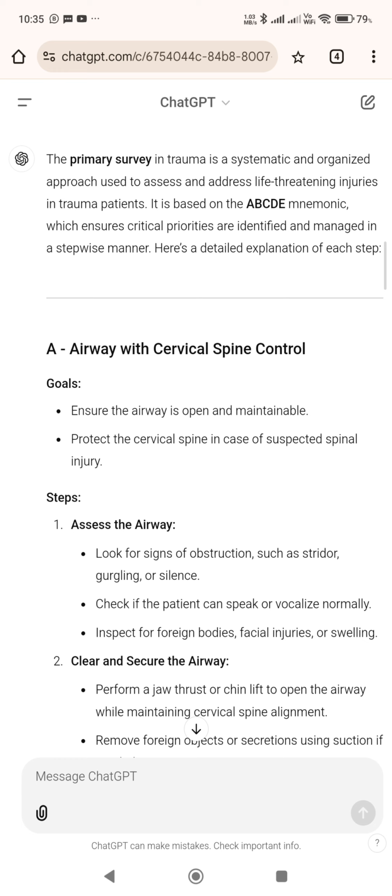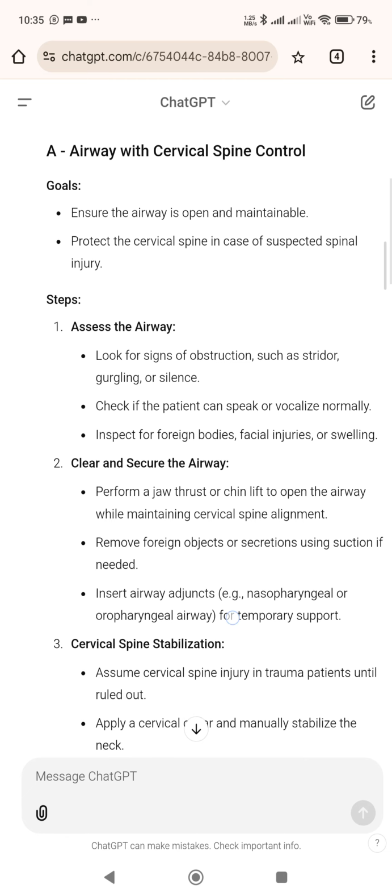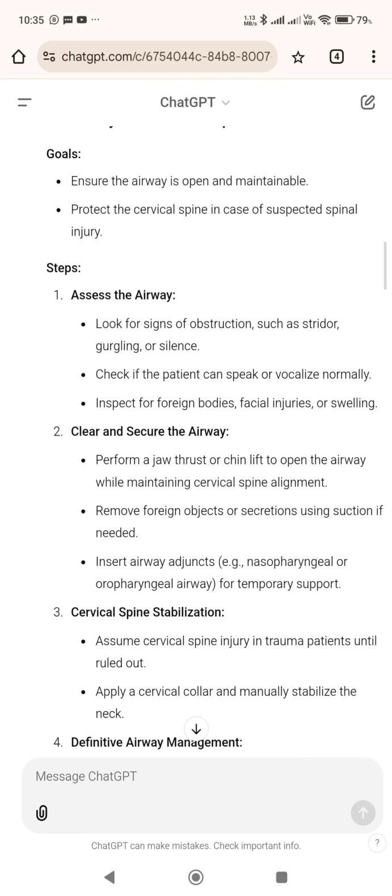A. Airway with cervical spine control. Goals: ensure the airway is open and maintainable. Protect the cervical spine in case of suspected spinal injury. Steps: 1. Assess the airway. Look for signs of obstruction, such as stridor, gurgling, or silence. Check if the patient can speak or vocalize normally. Inspect for foreign bodies, facial injuries, or swelling.